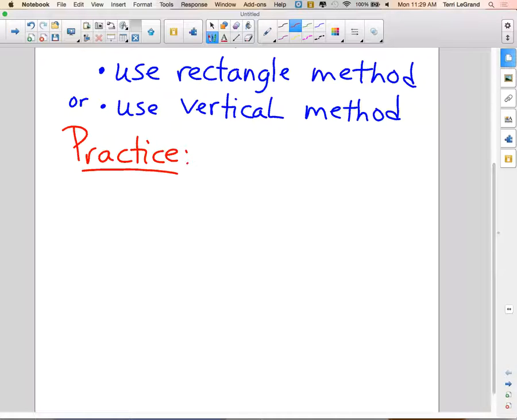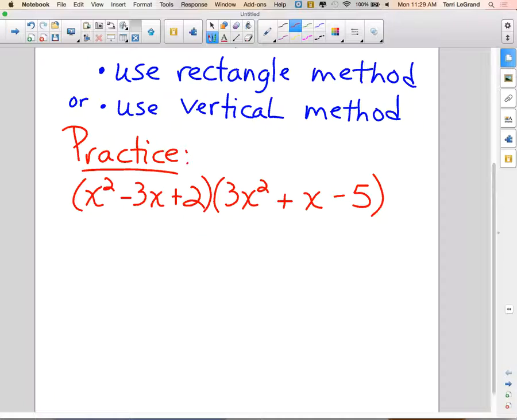We're going to multiply x squared, subtract 3x, plus 2, and that's going to get multiplied by the other trinomial in the multiplication problem, which is 3x squared plus x minus 5. Go ahead and make sure you get the multiplication problem written down correctly first. Always double check to make sure you copied it down right to get yourself a good start.